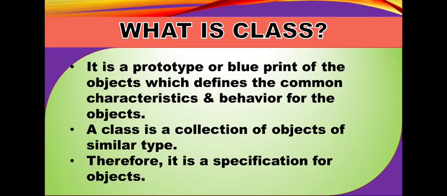Next, what is class? A class is a prototype or blueprint of the objects. The class defines the common characteristics and behavior for the objects. Class is a collection of objects of similar type, meaning many similar kinds of objects can be created from a class. Also, class is known as specification for objects.